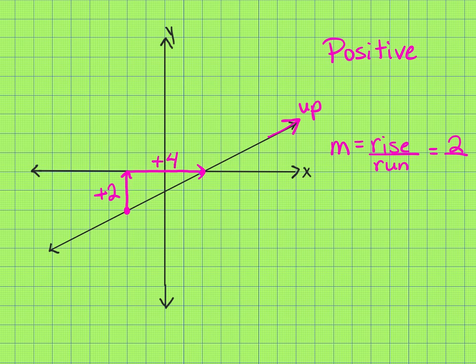When you move right on a x-axis, it's going positive. So we get 2 over 4. And last, we just reduce it. 2 over 4 will reduce to 1/2, and we have found the slope, positive 1/2.